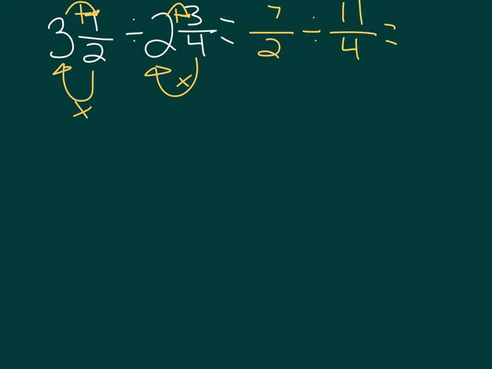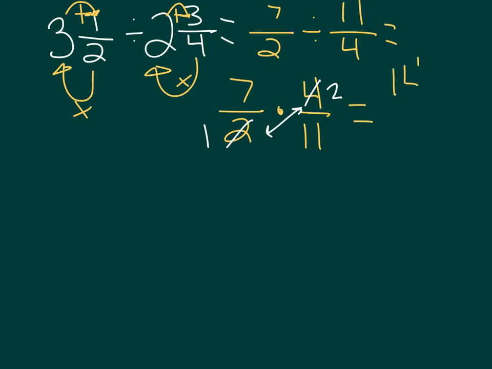From here, we need to keep, change, change, or keep, switch, flip. So we're keeping our first fraction at 7/2, changing our operation, and using the reciprocal of the second fraction, which would be 4/11. From here, we notice we can cross simplify. 2 is a factor of 2 and 4. So 2 goes into 2 one time. 2 goes into 4 two times. Now we can multiply across. 7 times 2 is 14, and 1 times 11 is 11.